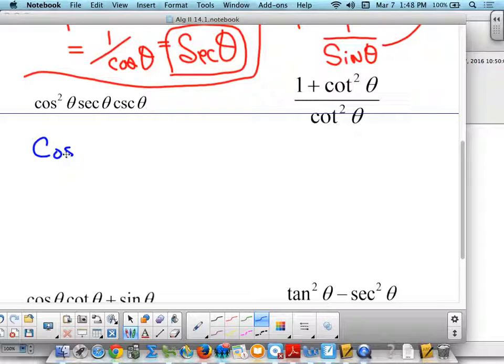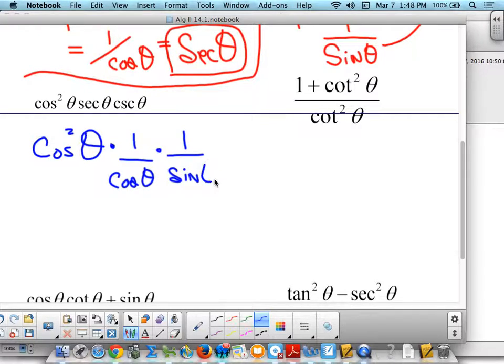So cosine squared times, not change, secant is 1 over cosine, and then 1 over sine. That's what I thought it was. Times 1 over sine. Okay. Now that's probably where you want to start, and then just look at it. It's a number over 1 times 1 over cosine times 1 over sine.